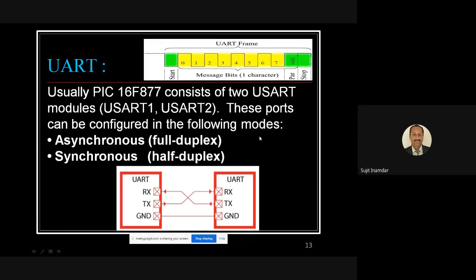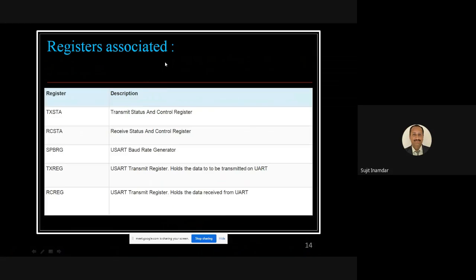Now in UART, which registers are involved? Mostly the first three are the main controller registers and the last two are just used for the transmission purpose. So let us read out what they stand for.